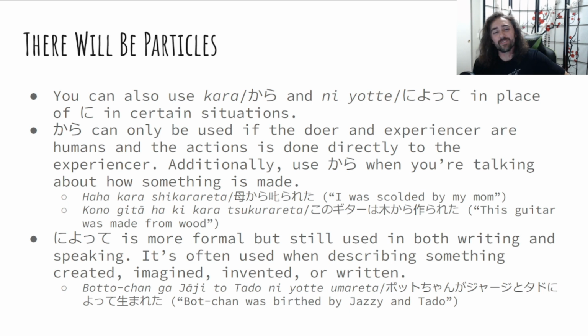And then niyotte is more formal, but it is still used in writing and speaking, and it's often used when describing something that's created, imagined, invented, or written. For example, Botto-chan ga Jaji to Tado ni yotte umareta. It was birthed by Jazzy and Tado. The union of these two figures together birthed the bot that we use.